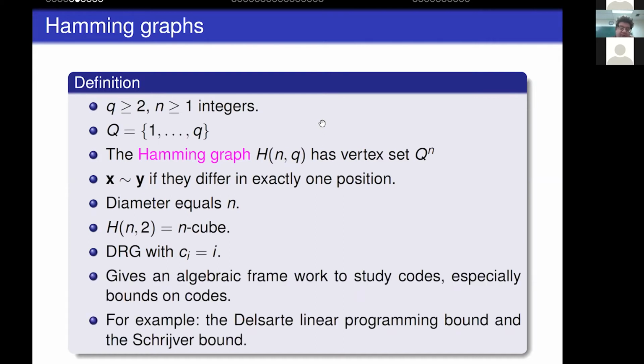And this gives a framework to study codes, especially bounds on codes. For example, the Delsarte linear programming bound and the Schrijver bound give bounds. And the Delsarte linear programming bound uses the Bose-Mesner algebra, and the Schrijver bound uses the Terwilliger algebra.